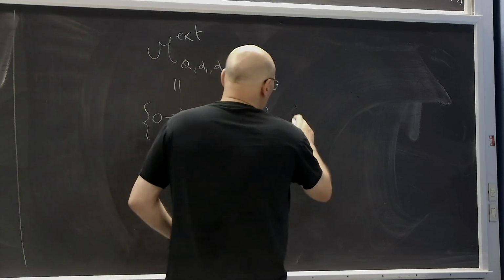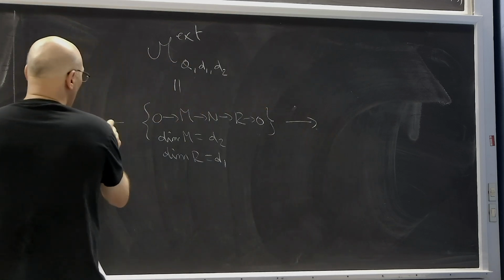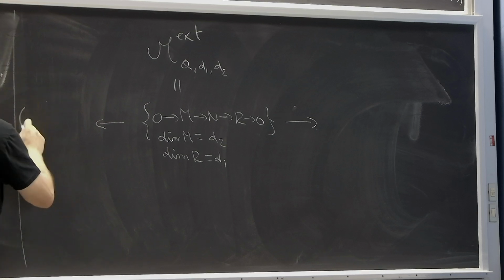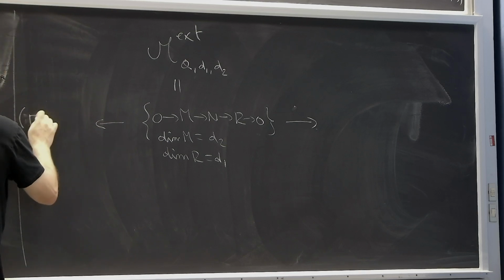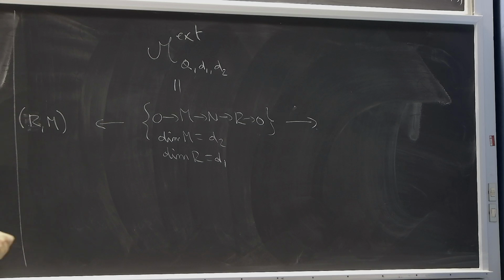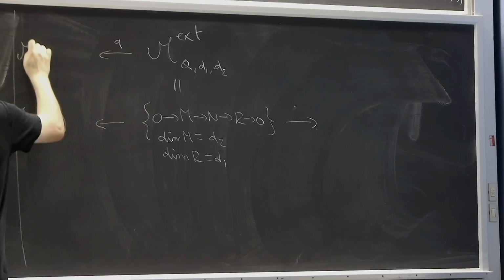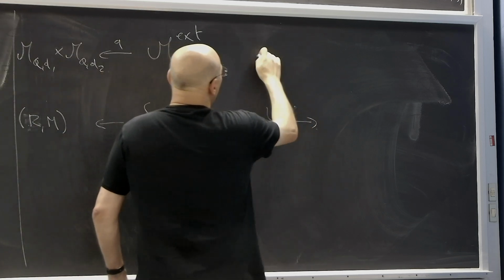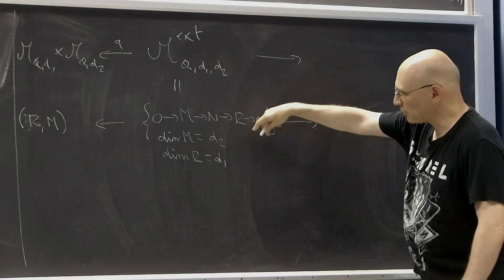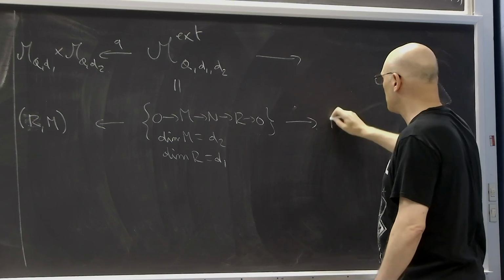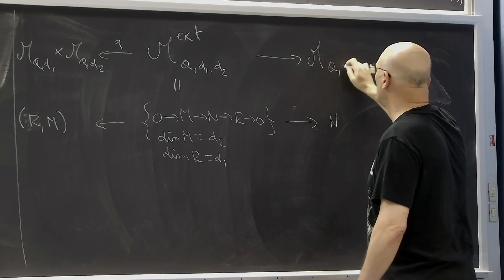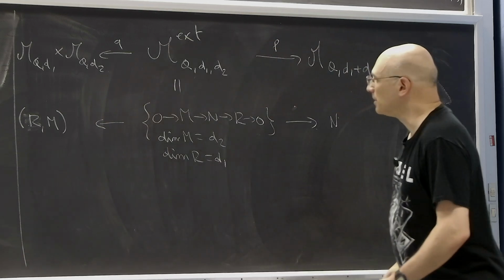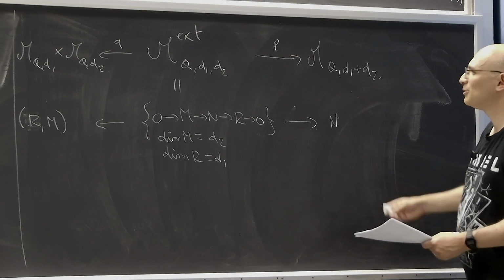And now, on the one hand, I can forget about the extension and just remember the sub-object and the quotient. And I get a map Q which lands into MQ D1 cross MQ D2. Or I can forget about the short exact sequence and only remember the middle term, and then I land into MQ D1 plus D2. Let me denote this map by P and the other one by Q. So let's briefly look at what these maps do.